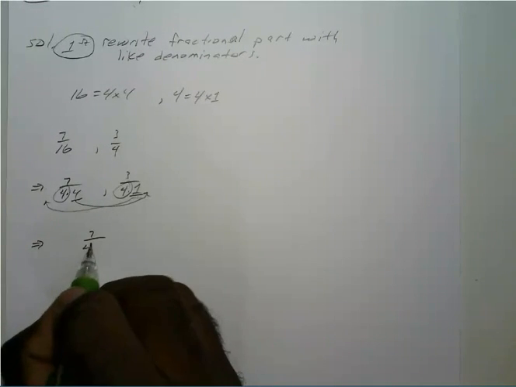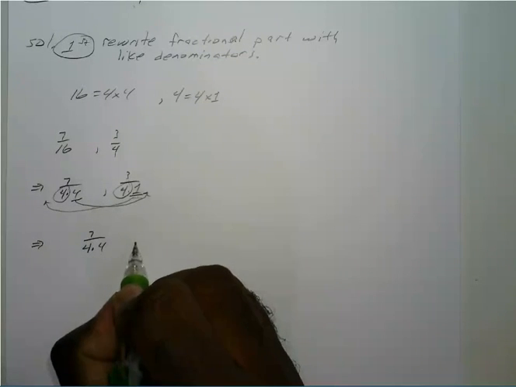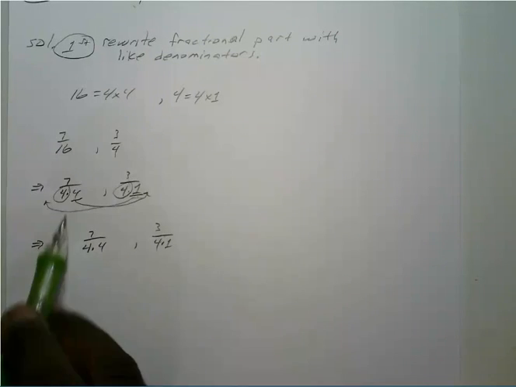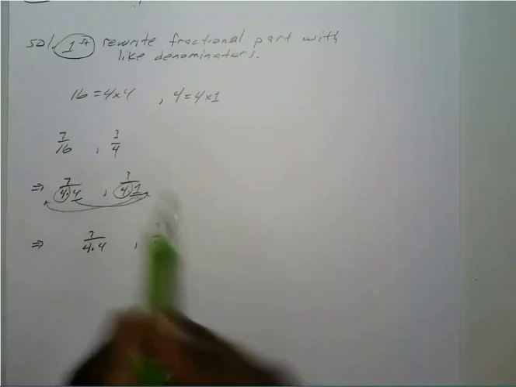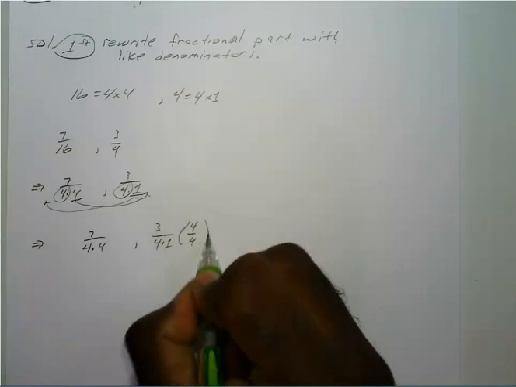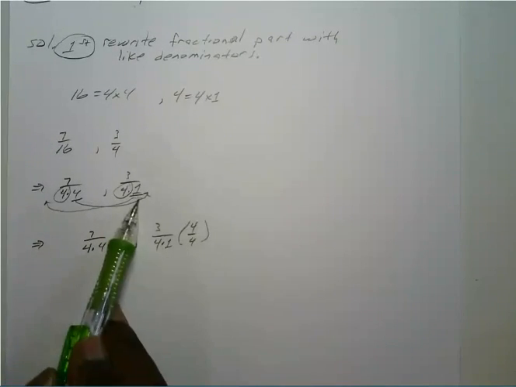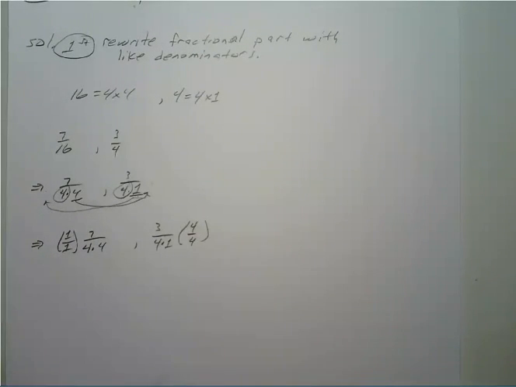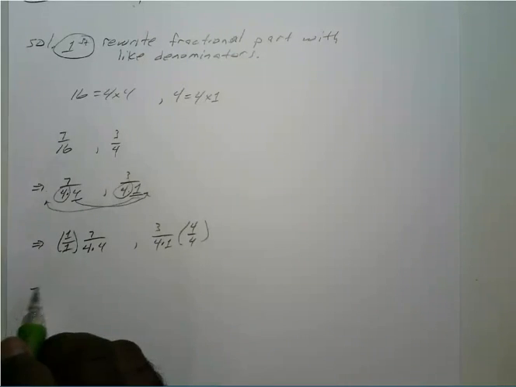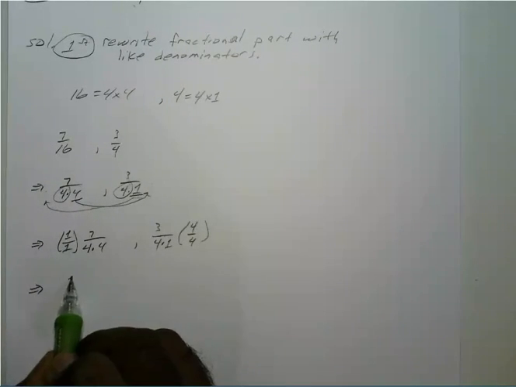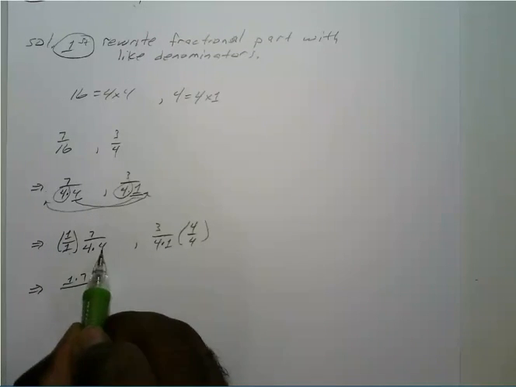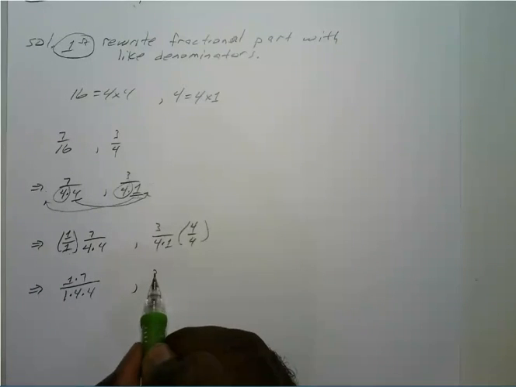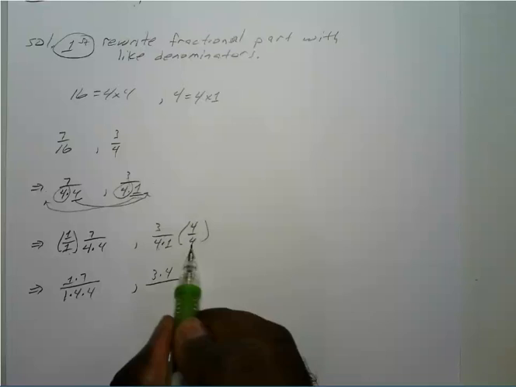You have 7 over 4 times 4 and 3 over 4 times 1. Remember, this 4 is underlined, so that means you're going to multiply this one by 4 over 4. And this 1 is underlined, so that means you're going to multiply this fraction by 1 over 1. Okay, so now we just multiply it across. So we have 1 times 7 over 1 times 4 times 4. You have 3 times 4 over 4 times 1 times 4.